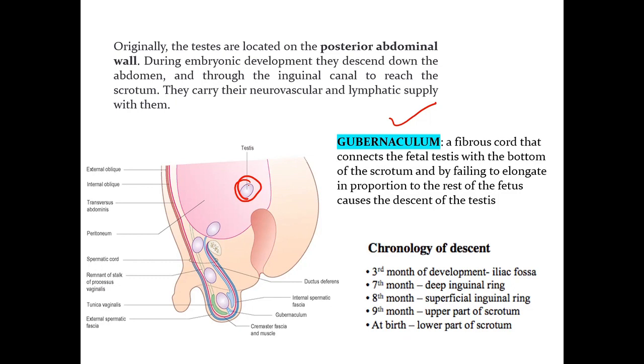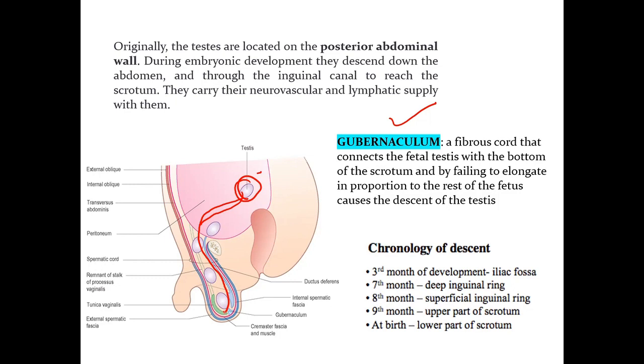So its supply will be coming from the abdominal aorta. That's why testicular arteries are branches of the abdominal aorta. So they follow this gonadal ridge. From the gonadal ridge, they follow the gubernaculum down to the final sites of descent. Now we should understand the chronology of the descent.